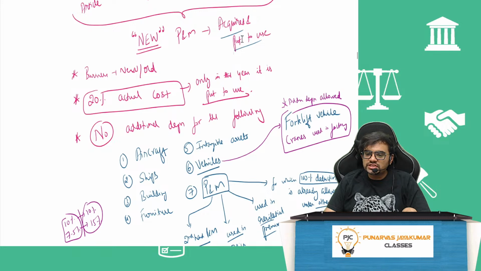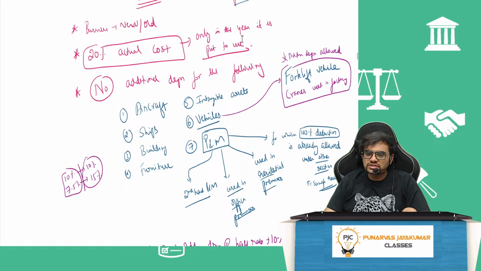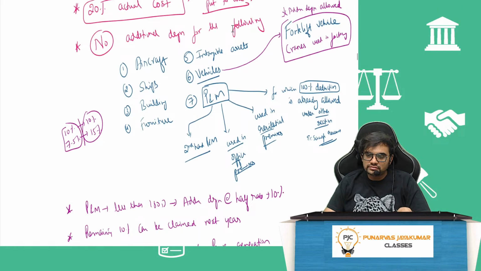No additional depreciation for the following, even though it falls under plant and machinery: aircraft, ship, building, furniture, intangible asset. Building is not machinery. Building, furniture, intangible assets, no additional depreciation. Vehicles, though it is part of machinery, no additional depreciation. Plant and machinery, also no additional depreciation if it is second hand, if it is used in office premises, if it is used in residential premises. So this plant and machinery should be used where? Only in factory.